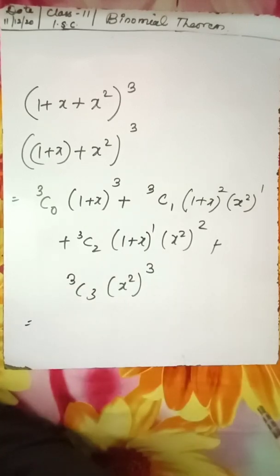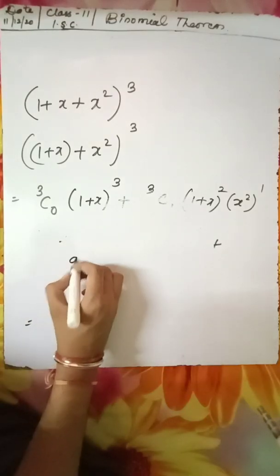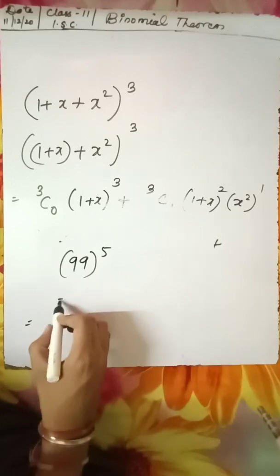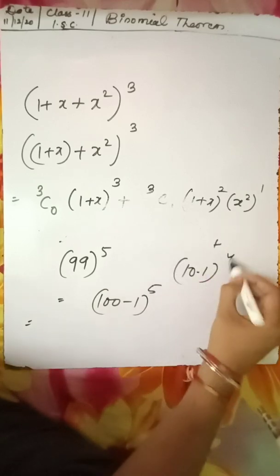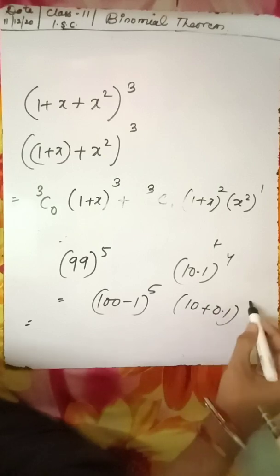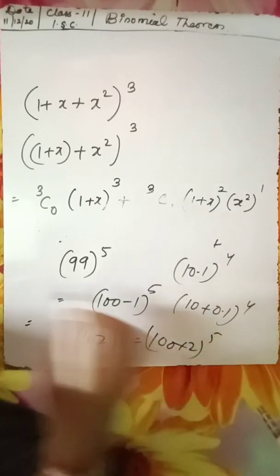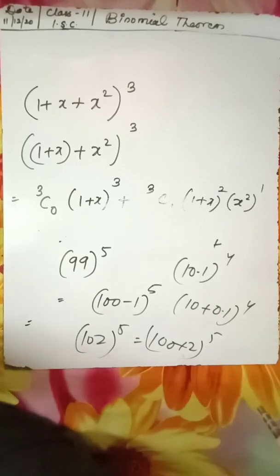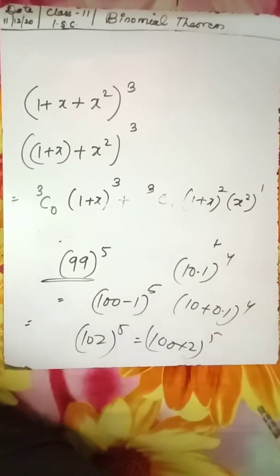Now if you come to the next question, that is 96 the whole cube, 101 the whole power 4. Such types of questions we have done in the 9th class. For example, 99 to the whole power 5: how can we do this? 100 minus 1 to the whole power 5. Similarly, 10.1 to the power 4 can be done as 10 plus 0.1 to the power 4. Then 102 to the power 5 is 100 plus 2 to the power 5. Just use the application. We use the binomial theorem to find the values, so that is what the application means. So try to do this.